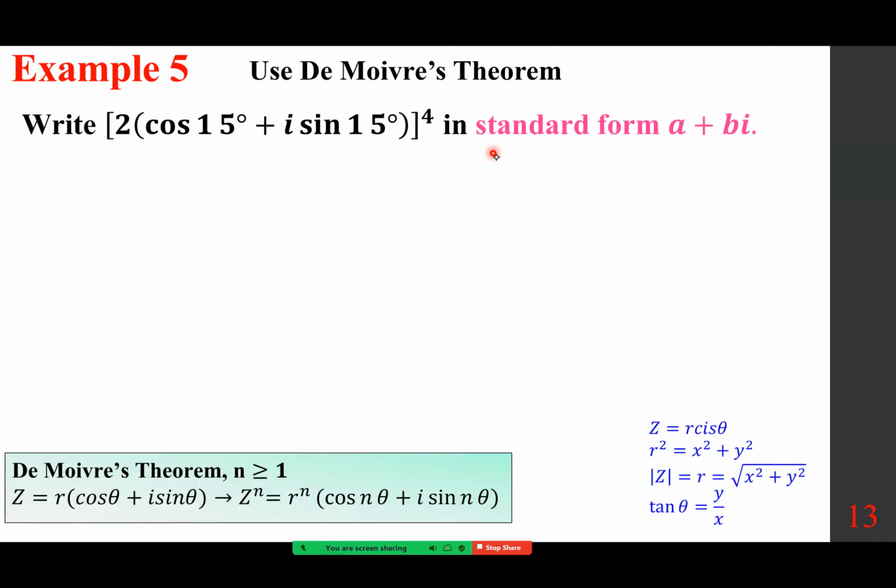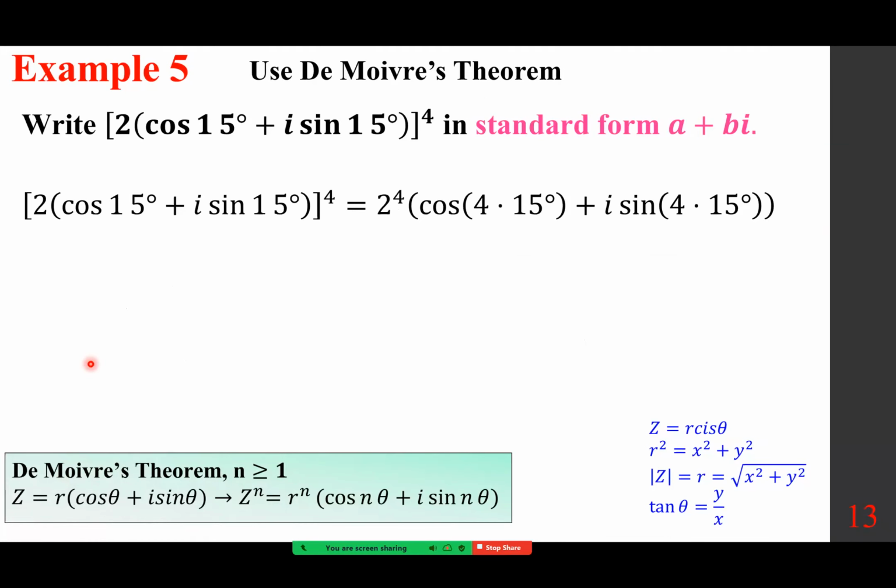We want to write this in standard form. Here's De Moivre's theorem. We are going to raise r to the power of 4, and we are going to multiply theta by 4, whatever this number is. So what do we get? 16 times cosine of 60 plus i sine of 60.